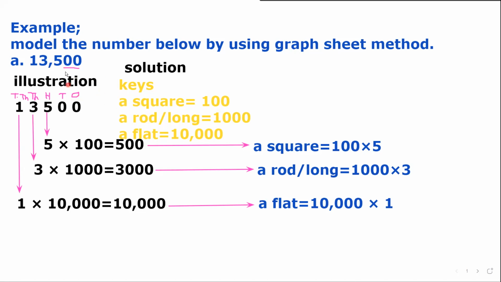So once we have decided to choose a square equal to 100, because the number here ends with 2 zeros, that is why our square equals 100. Then a rod will be 10 times the square, which is what? 1000. When you multiply 10 by 100, you get 1000. Then a flat will also be 10 times a rod or long, and that will be our 10,000.